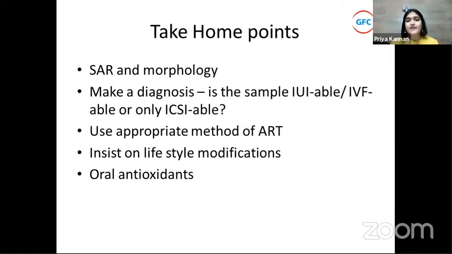And before any of these methods that we use for treatment, we must insist on lifestyle modifications and oral antioxidants for at least some period of time prior to taking them for ICSI or IUI or IVF. We can give them at least 2 to 3 months to preload them with the antioxidants, reduce the oxidative stress in the testes, and then we go ahead and use that semen sample.